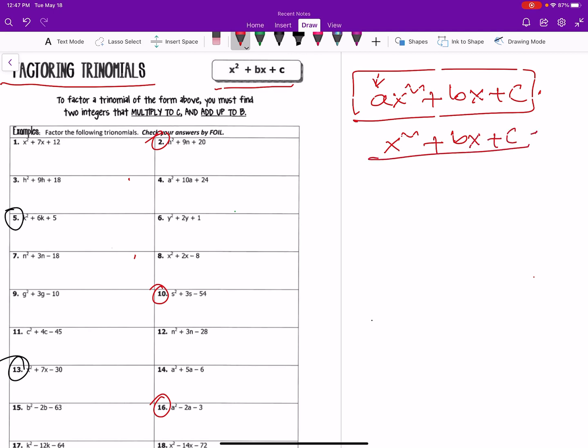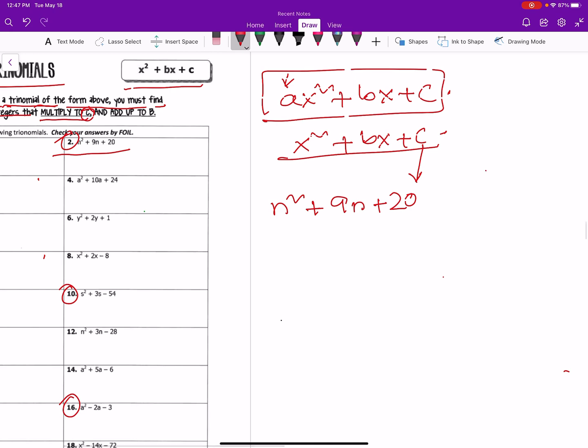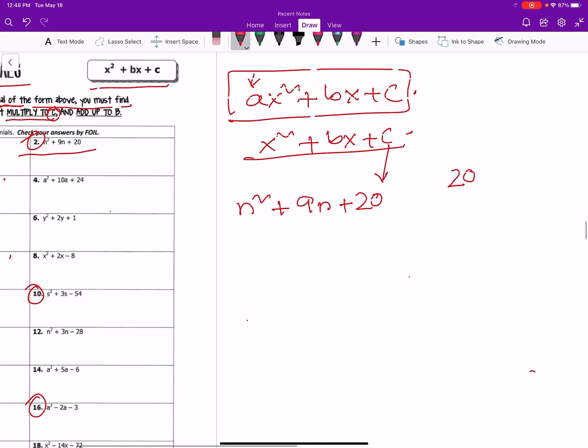So let's look at number two. n squared plus 9n plus 20. All right. So I'll show you two methods. One is the box method that we see. To factor a trinomial of the form above, you must find two integers that multiply to c. Comparing with that, c is 20. So we'll have to find two integers that will multiply to 20. Let's see what they are.